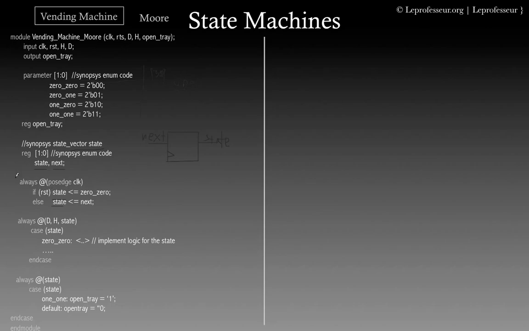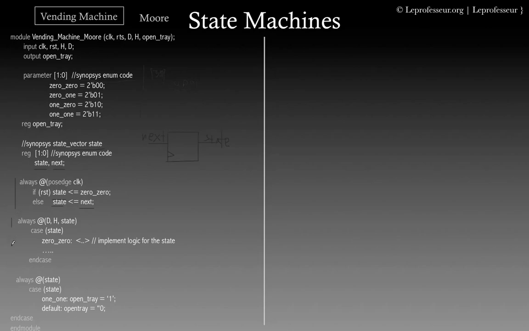So you see we have one always block here, which is simply saying that if you are in a reset, just stay at the 0 state, otherwise move to the next state, meaning register this value of the signal next. Okay, and make it a flip-flop.